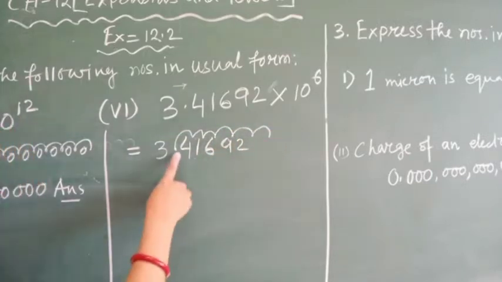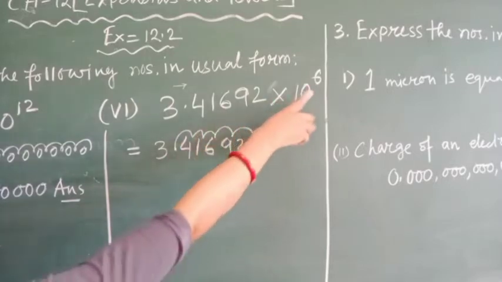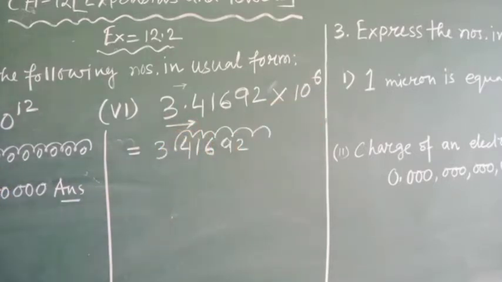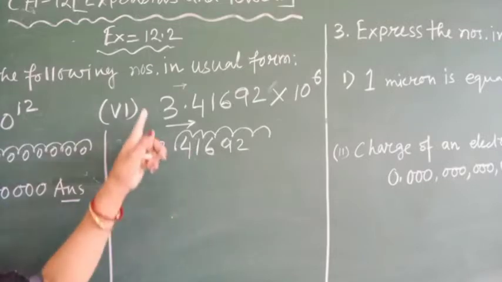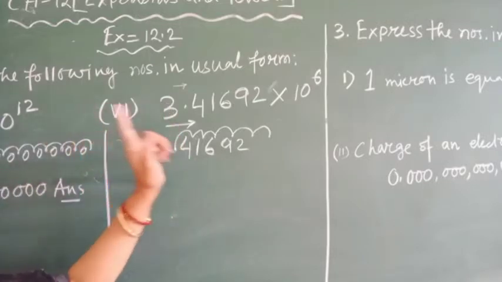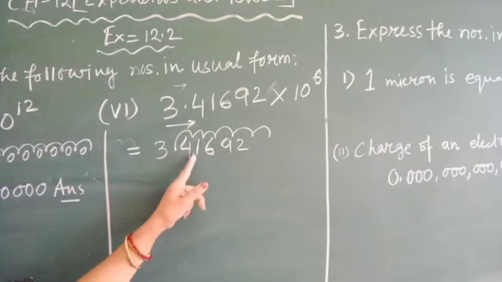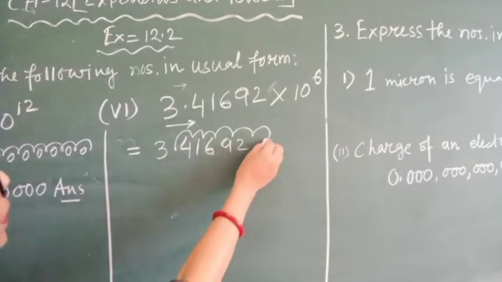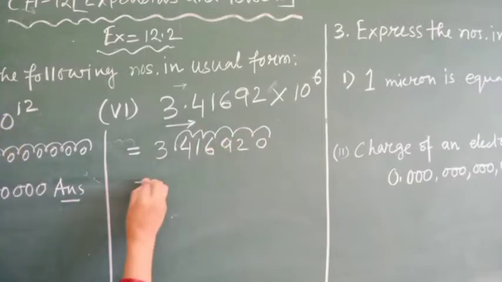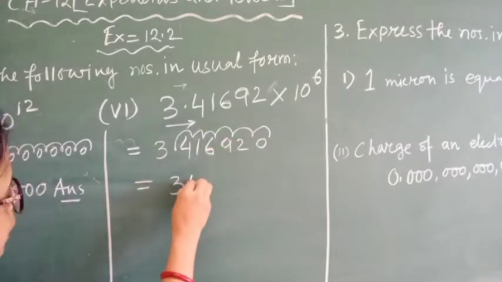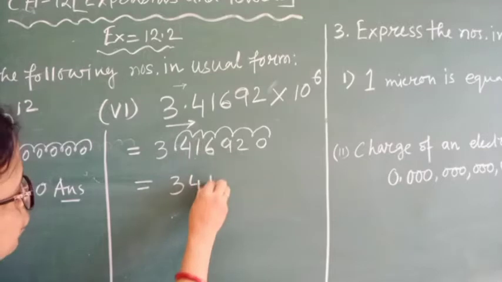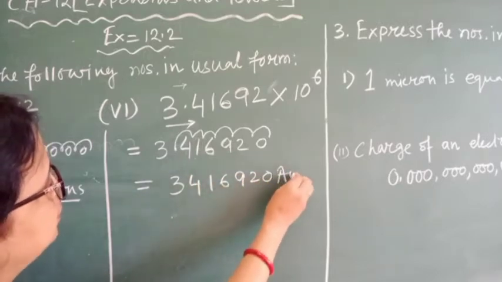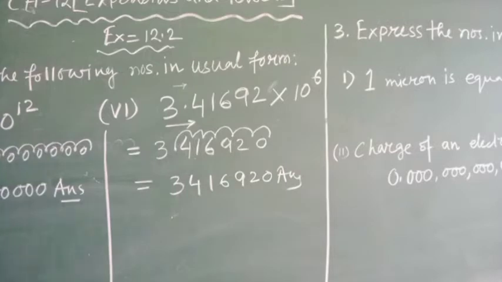Understood? So how many places will the point move? 6 places. Positive side, right side, the point will move towards the right to make the number larger. Whatever the number is here, it should be a larger one. So 3416920, and the actual number will become 3416920. I hope this will be easy for you now.